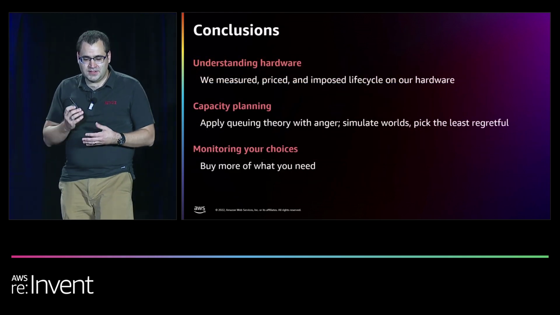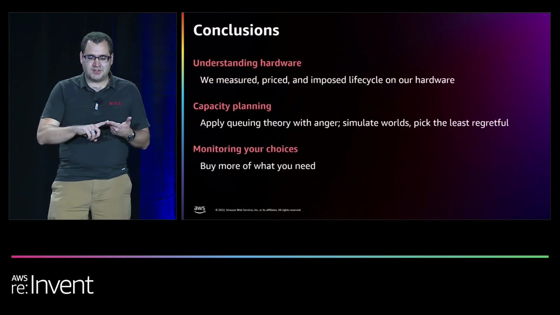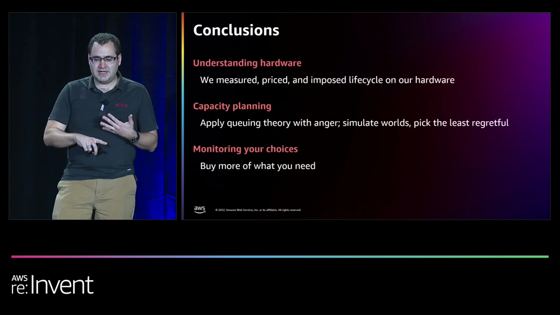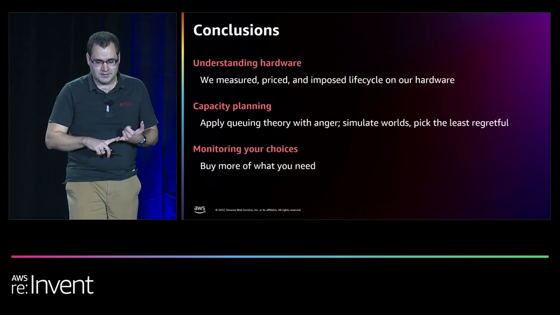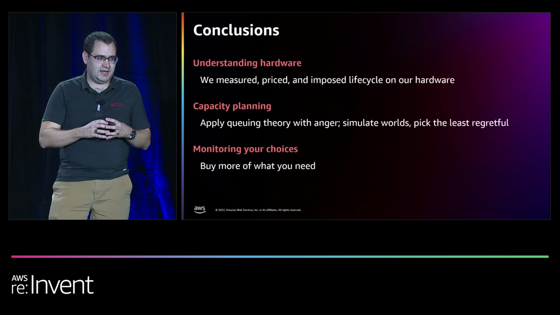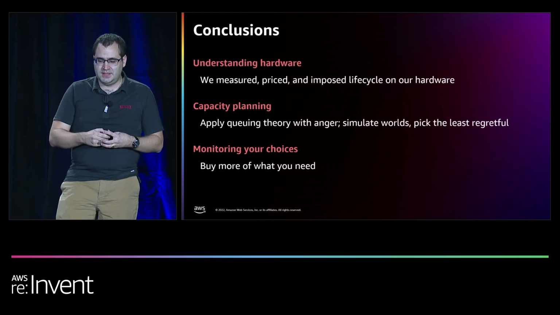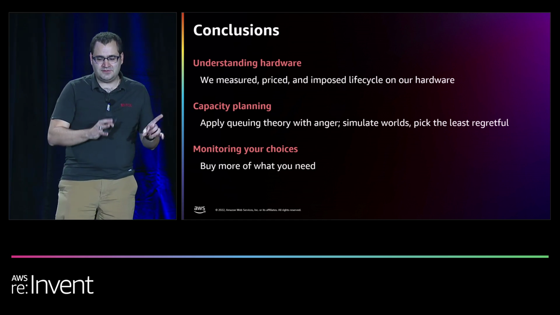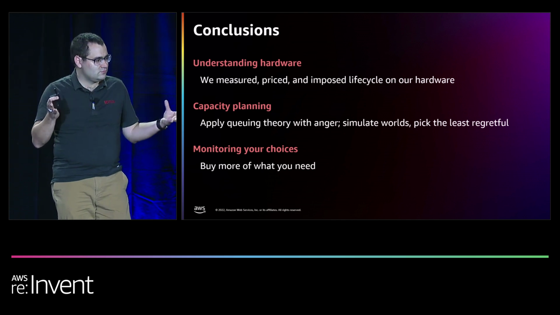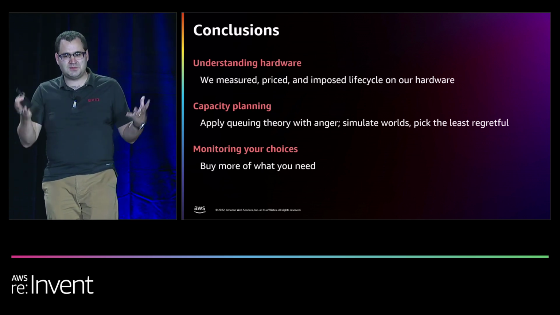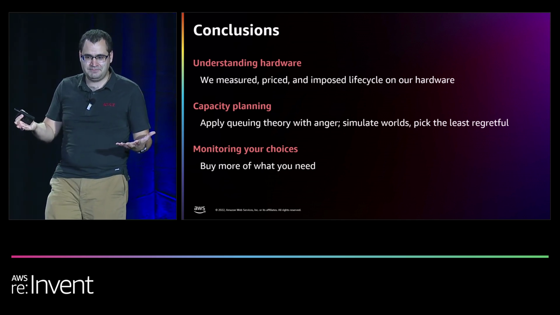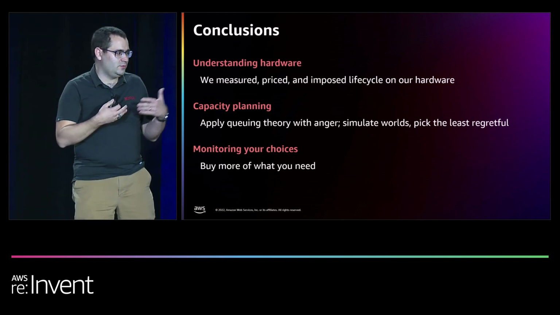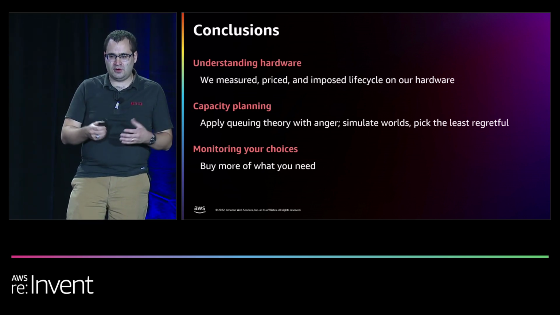All right, so in conclusion, today we understood our hardware, we measured, priced, and imposed lifecycle on our hardware, and then we were able to apply queuing theory on those concrete inputs, simulate worlds, and pick the least regretful world. And then we realized that even with all of this complex modeling, we're still going to get it wrong some of the time. And when we get it wrong, we just have to monitor our choices and buy more of what we need.